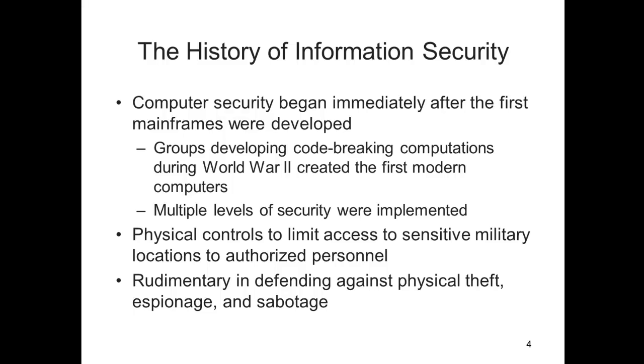Shortly after or during World War II, groups began developing code-breaking computations, which is where we moved into the first modern computers being developed. Things like badges, keys, and facial recognition of authorized personnel were used to control access to sensitive military locations. But in contrast, information security during the early years was very rudimentary and mainly composed of simple document classification schemes, top secret, secret, and so forth, which, as a matter of fact, still remains in effect.